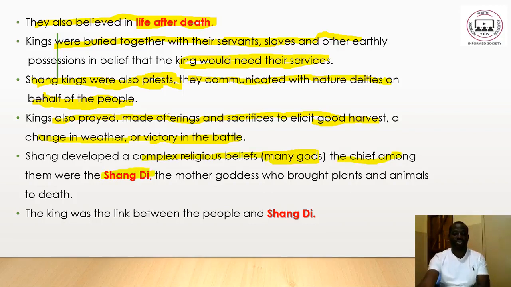Shangdi was the mother goddess who brought plants and animals to death. So the king was a link between the people and Shangdi. The people were linked to this goddess through the king. As we have said, the kings were also taken as priests who were pleading on behalf of the people.